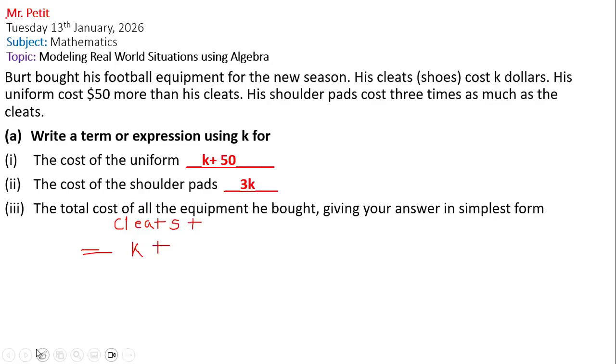The uniform and the shoulder pads. The uniform, I'm going to put that in green. How much was the uniform? K plus 50. Very good. So the uniform was K plus 50.